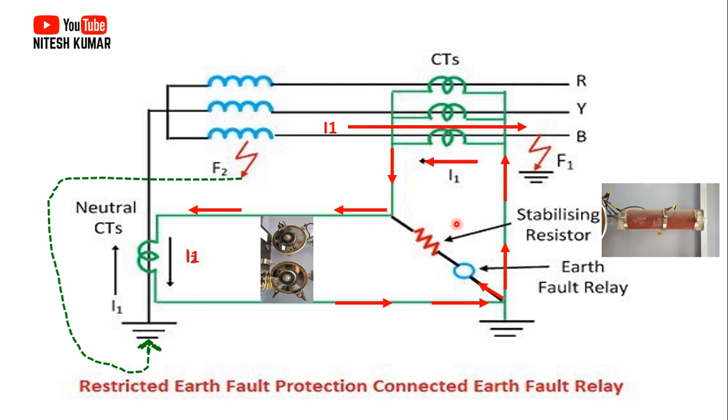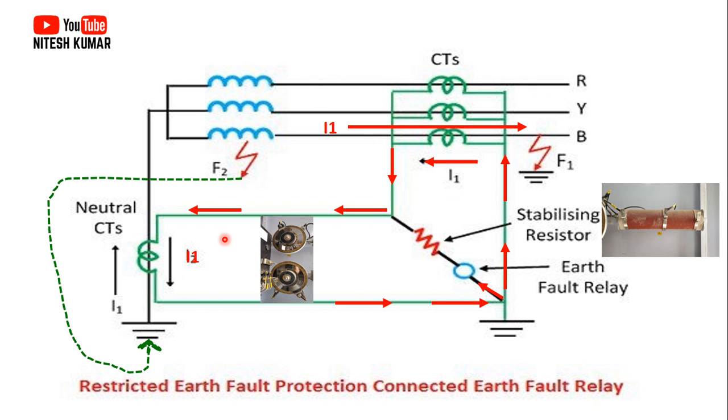So to protect that, we don't want the relay to operate in that condition. For that reason, we have used a stabilizing resistor. Just consider the case of an outside fault. What will happen? Your CT gets saturated. In that condition, the secondary of the current transformer will have I0, that means 0 ampere.